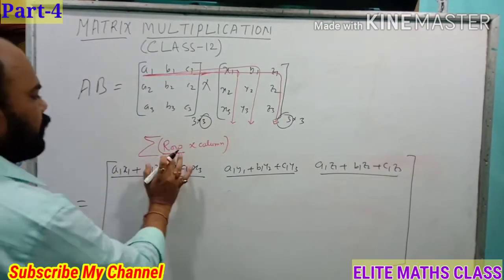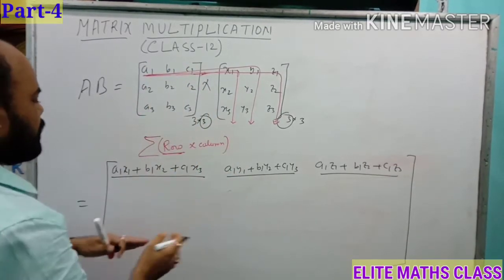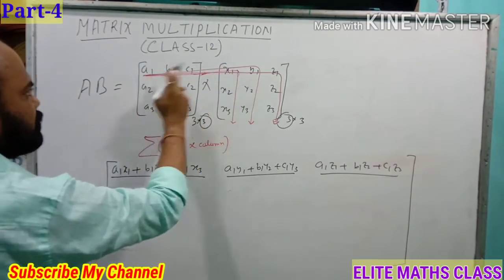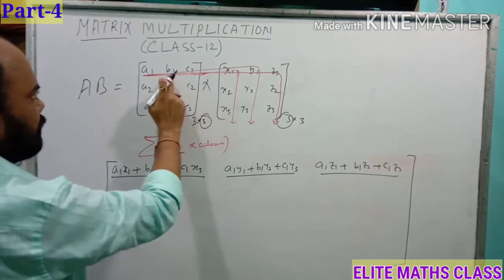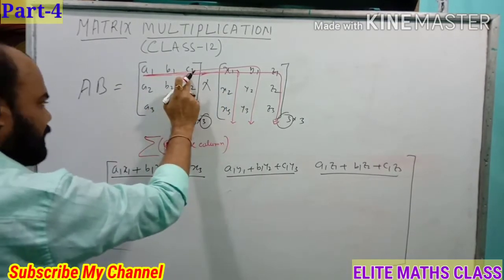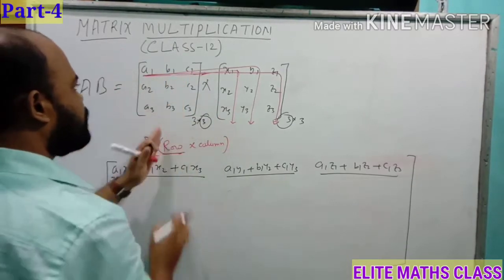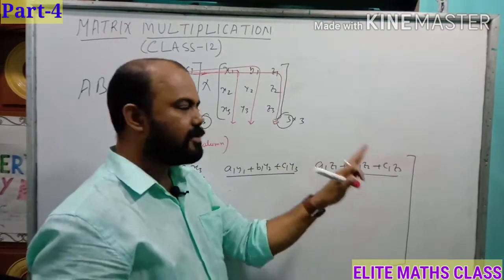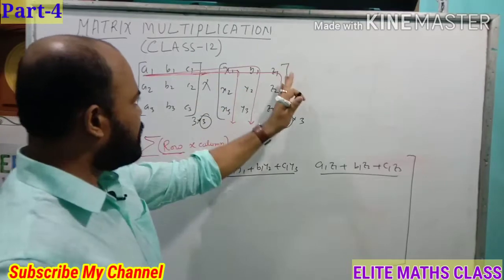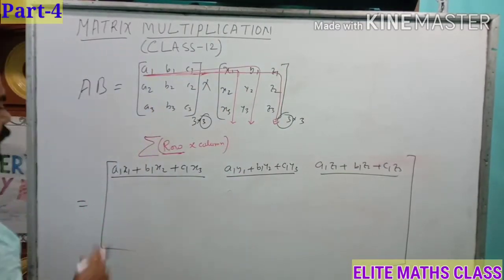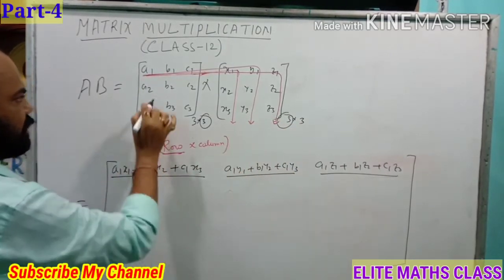What is the rule? Row into column, then sum. That is, we have to multiply the corresponding elements. See the first one, I am repeating again: a1x1, first element, plus second element b1x2, plus third element, complete. Now with the first row again, you multiply the corresponding elements of the second column, then sum. Multiply the corresponding elements of the first row with the third column, then sum. The process with the first row is complete. Now start with the second row.